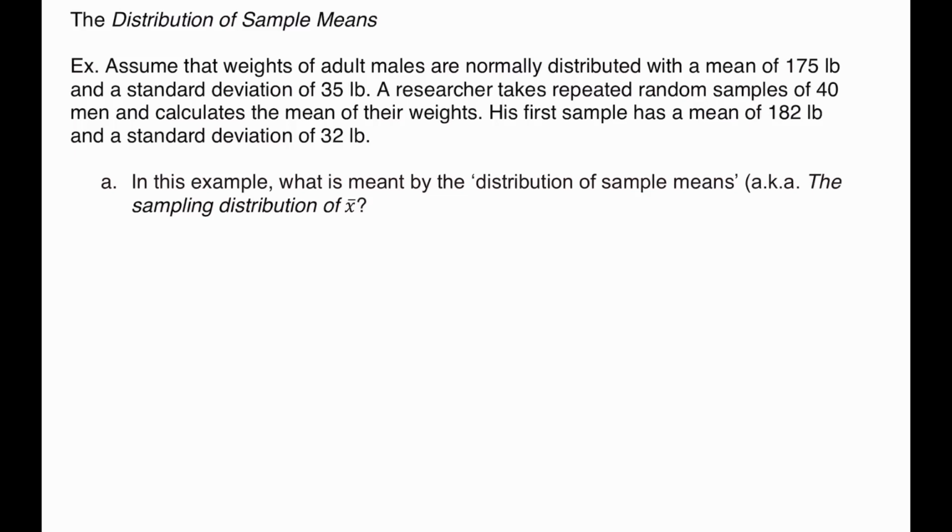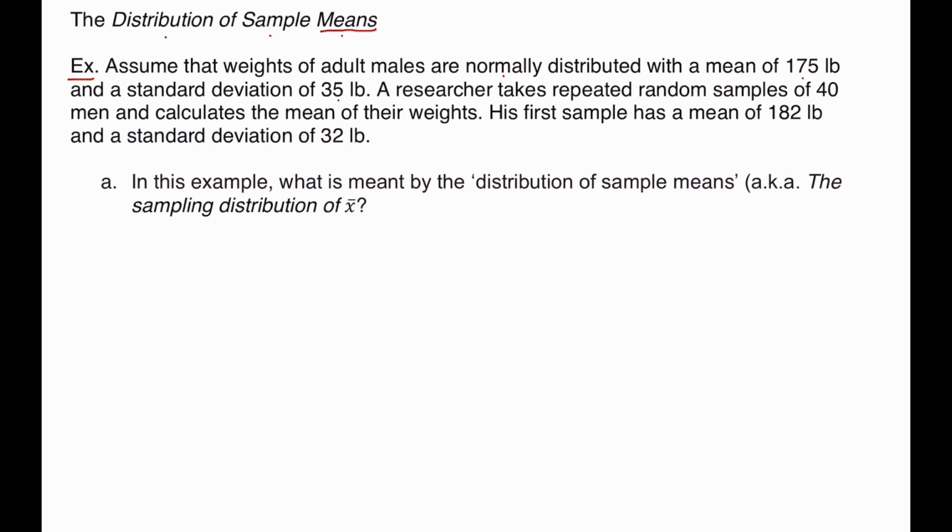In this video, we are going to study the distribution of sample means. If you recall, in the previous video, we looked at sample proportions, but now we're going to look at sample means. So for an example, assume that weights of adult males are normally distributed with a mean of 175 pounds and a standard deviation of 35 pounds.